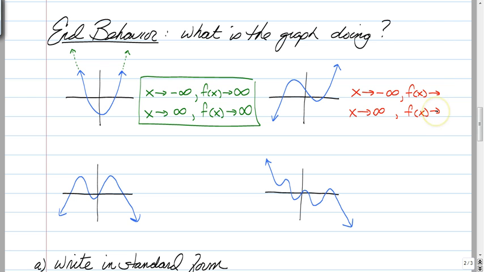So that's pretty much it. Now you just have to tell me what the graph is doing as you go to the left and as you go to the right. As you go to the left, you see that we go down. So that means this graph is going to negative infinity. As we go to the right, as x approaches infinity, the graph is going up. So it is going to positive infinity.